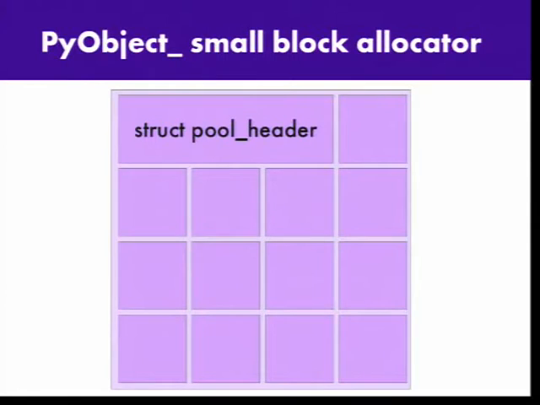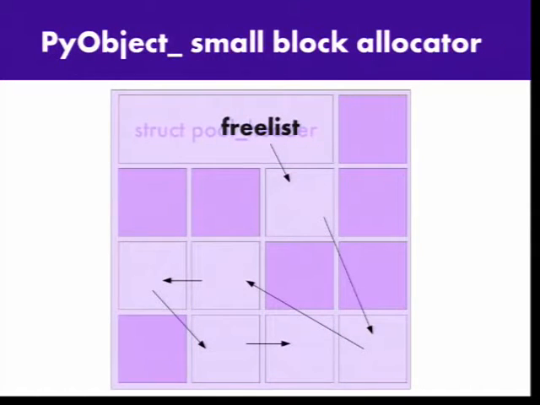And we just carve up as many of those as we can for the remainder of the 4K after the struct pool_header. We then create a free list and add all of the blocks to it. And then when you allocate memory, we take something off the free list and hand it to you, and then we advance the free list forward.